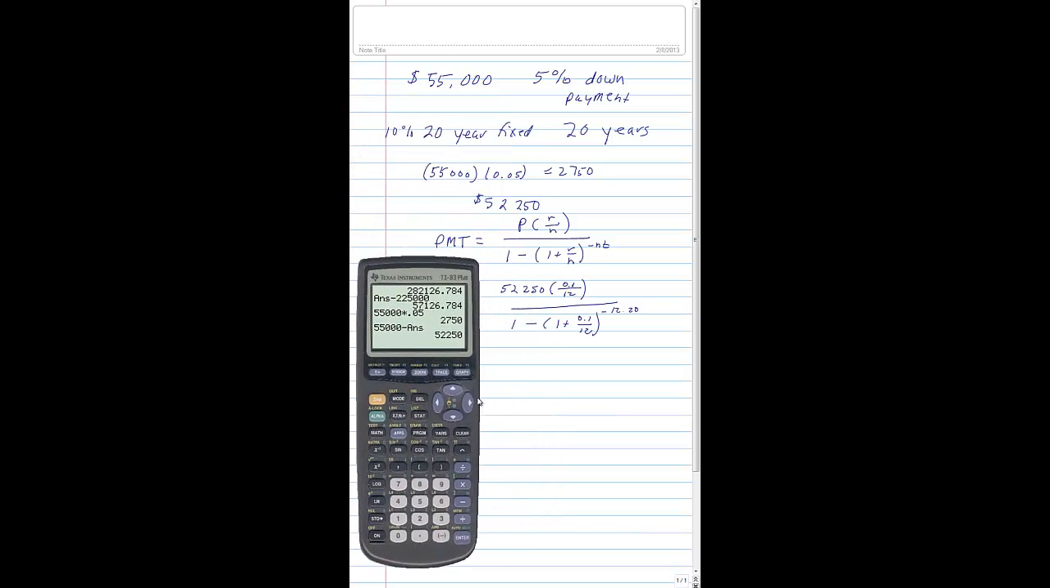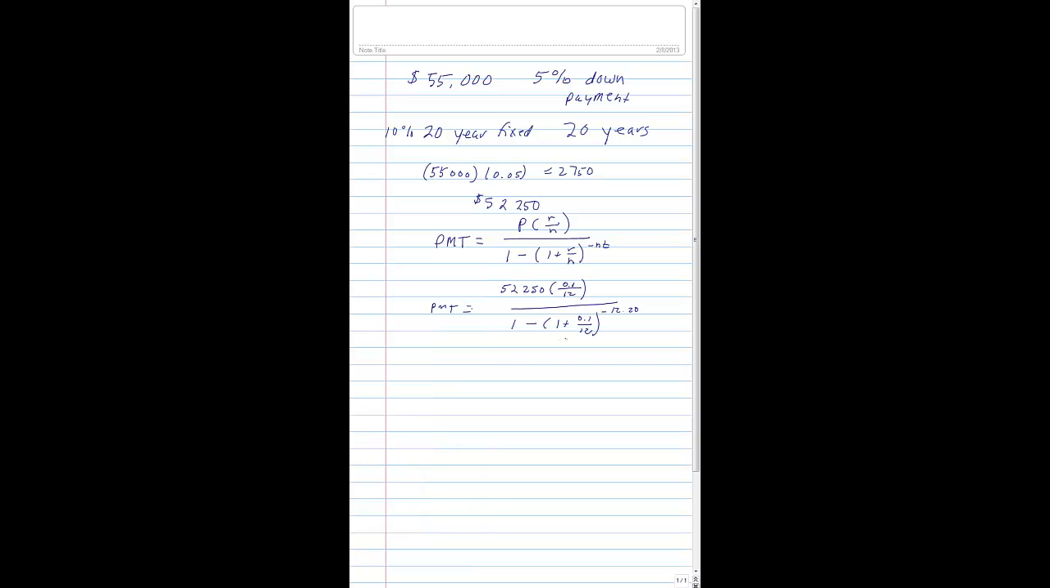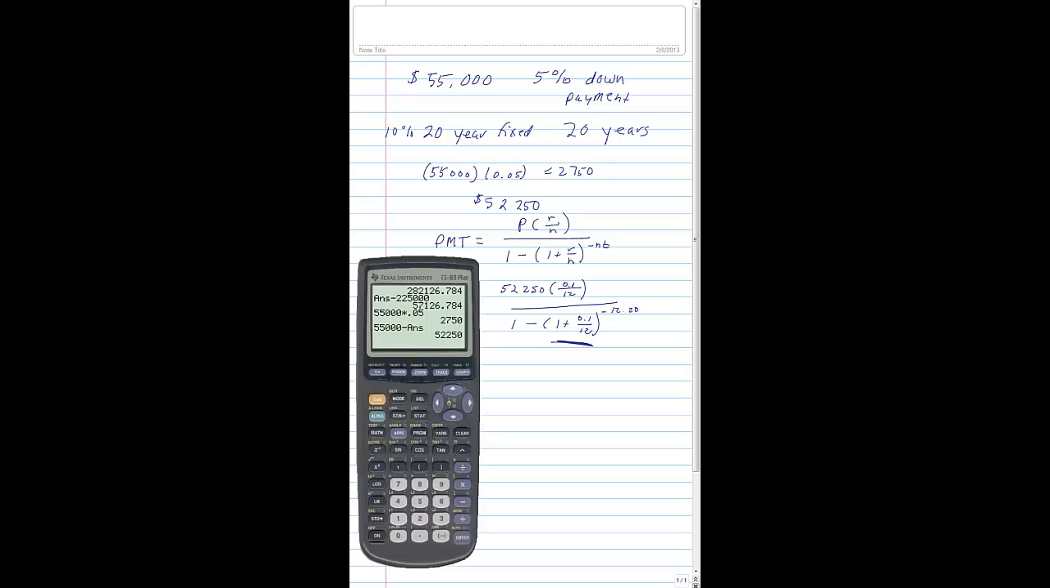Alright, let's start off by looking at the 1 plus 0.1 divided by 12. I'm going to do that part first. I always start from the most complicated part of the fraction and the innermost parentheses. So 1 plus 0.1 divided by 12, and I'm going to hit enter. That's what's in the parentheses. I now want to raise that to the negative 12 times 20 power. You have to use your parentheses here. Otherwise, you're going to get the wrong answer.